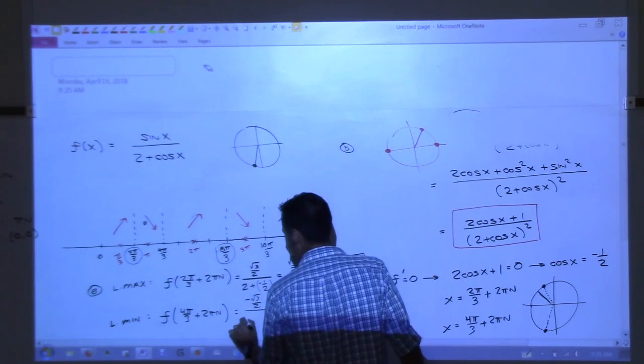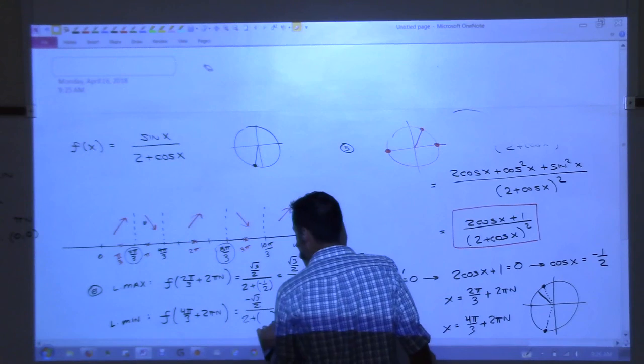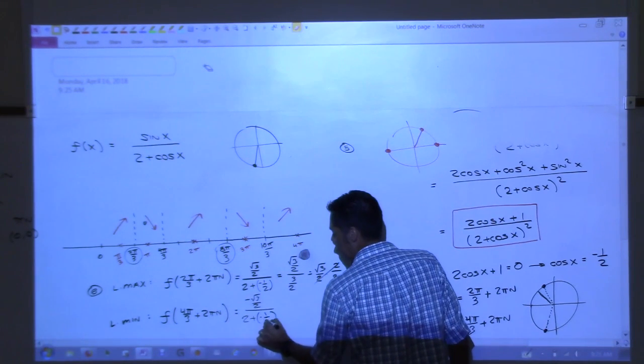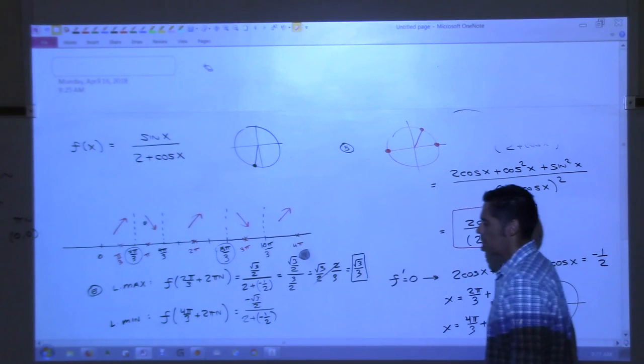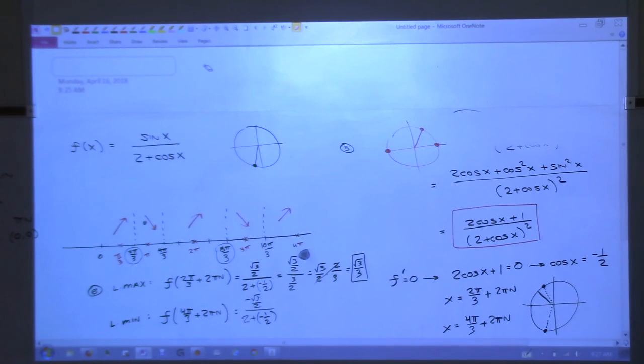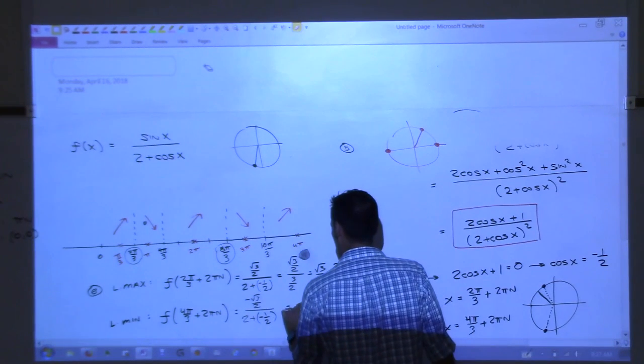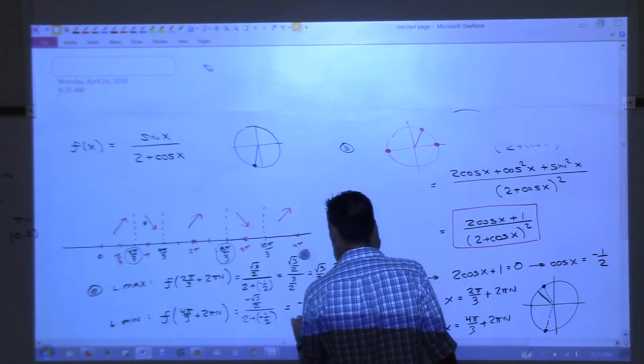And then the denominator is 2 plus, and then what's cosine there? Negative a half again. So aren't we going to get the same answer, just negative? Yes? Negative root 3 over 3.